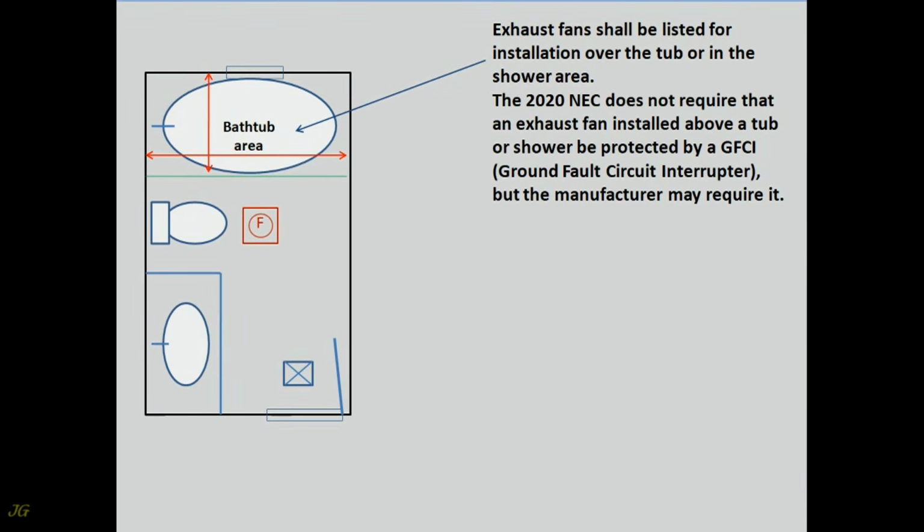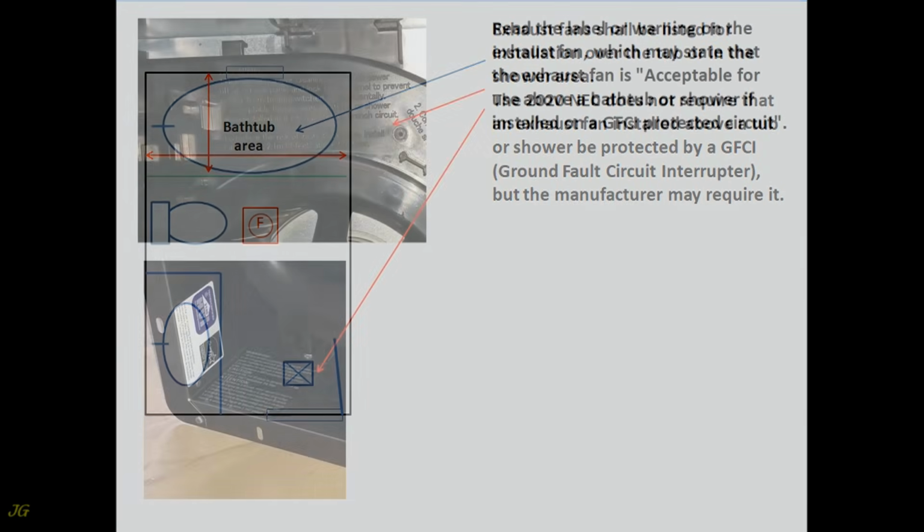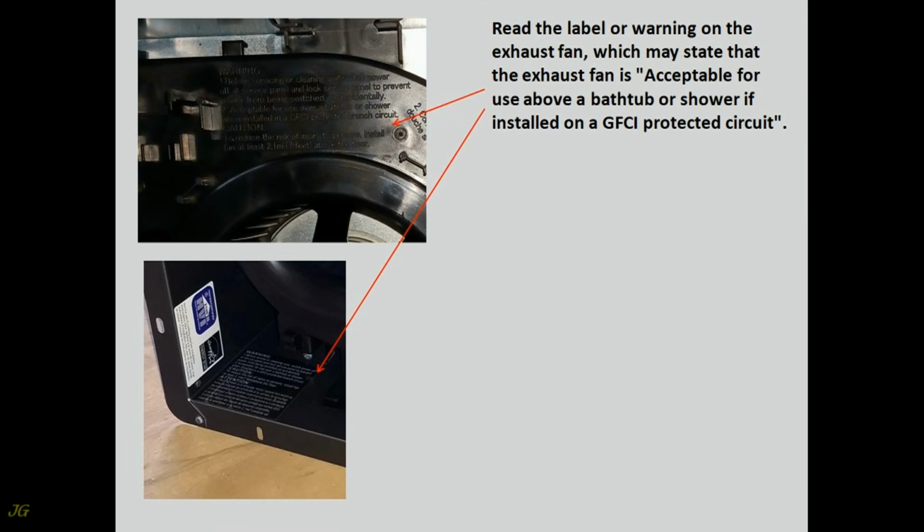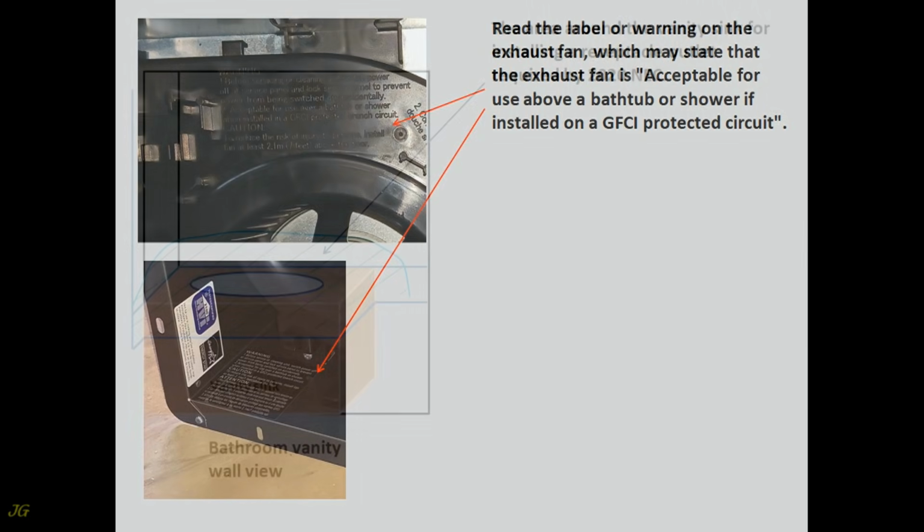The 2020 NEC does not require that an exhaust fan installed above a tub or shower be protected by a GFCI, ground fault circuit interrupter, but the manufacturer may require it. Read the label or warning on the exhaust fan, which may state that the exhaust fan is acceptable for use above a bathtub or shower if installed on a GFCI protected circuit.